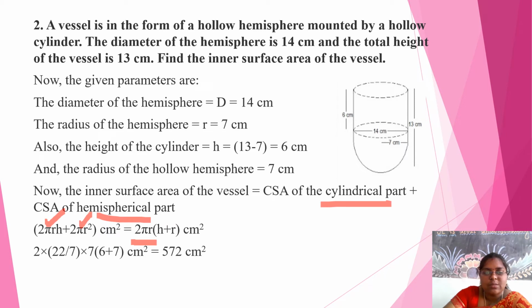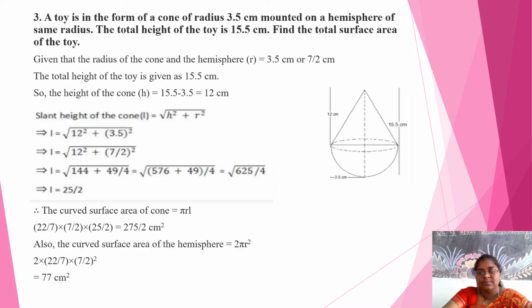Substituting the values and simplifying, we are getting 572 centimeter square. Here we have two shapes, one is a cylinder, another one is a hemisphere. So we are going to add the curved surface area of the cylinder part plus the hemisphere part. Then we will get the total area of that particular vessel.